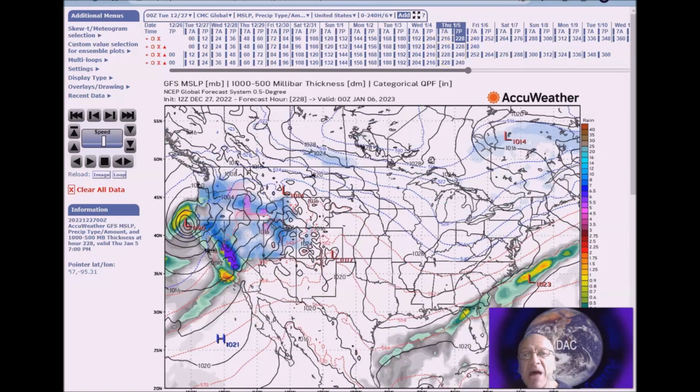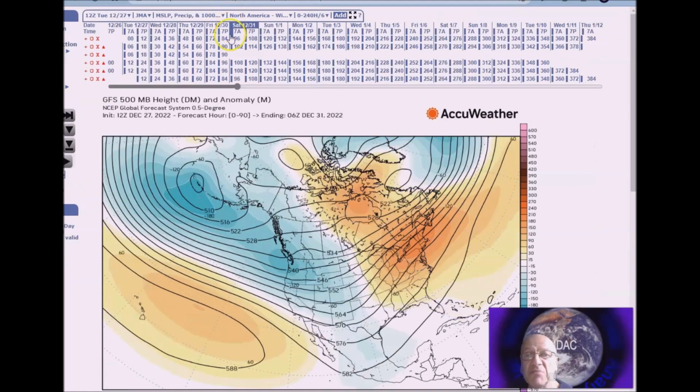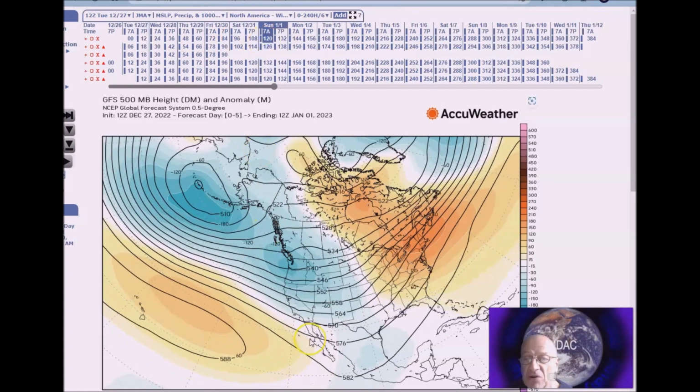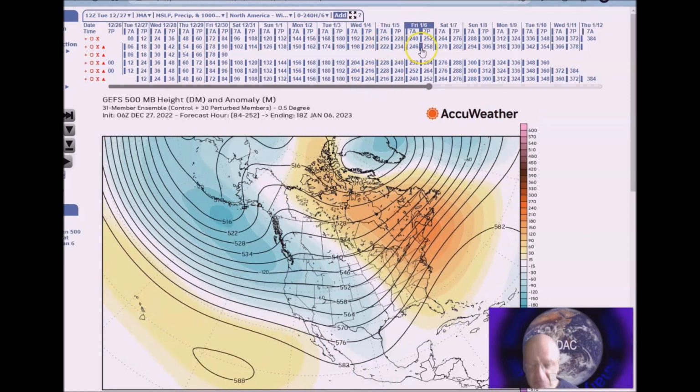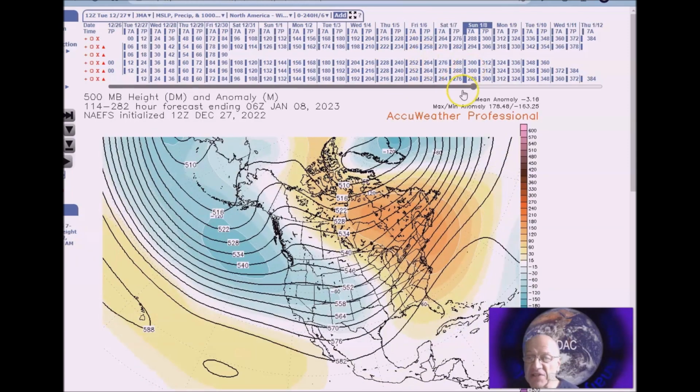So we're going to take a look at the pattern for this period. This would be the 30th to the 3rd. Trough ridge configuration. Okay, looking at the period for January 4th to the 8th, and very little change in forecasting the pattern.